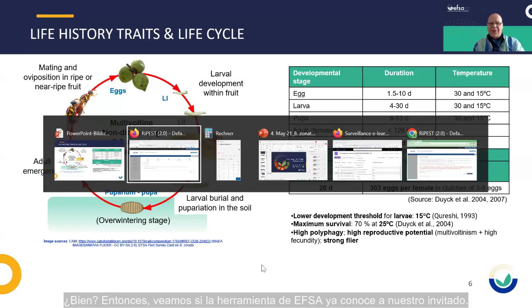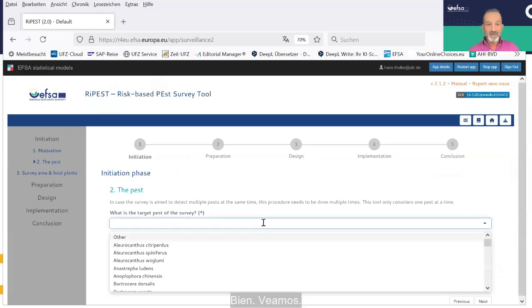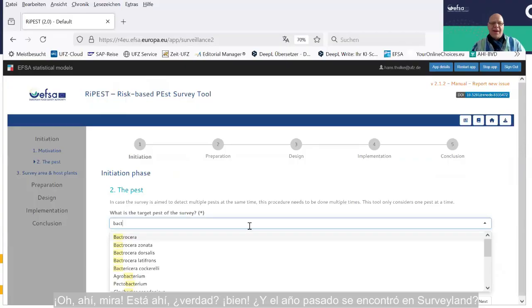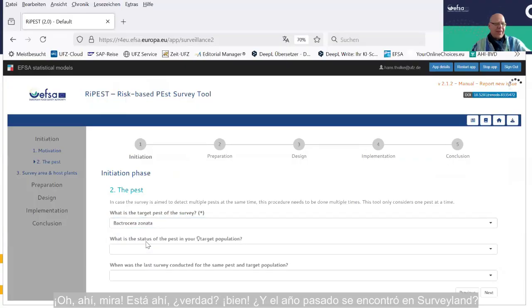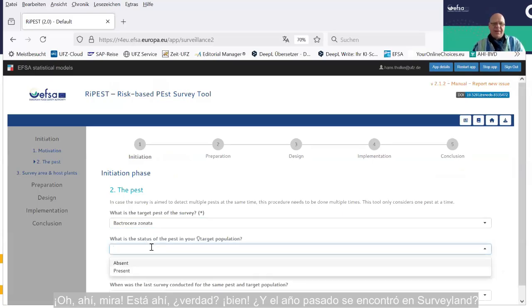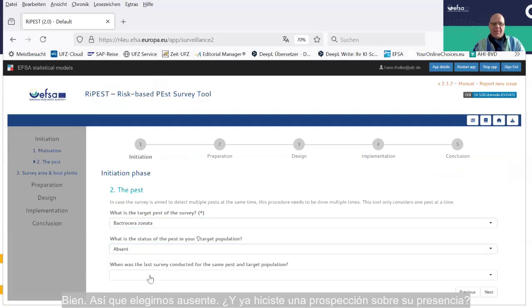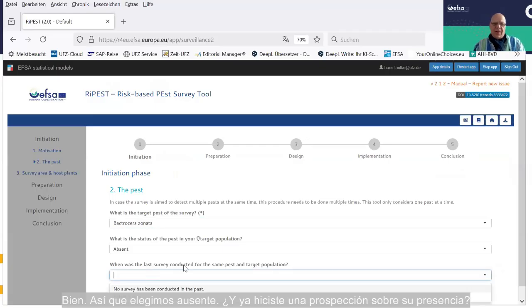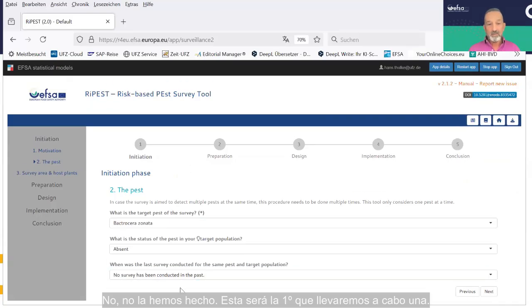Okay, so then let's look whether the EFSA tool already knows our guest. Okay, let's see. So you said Bactrocera. There it is, look. Yeah, it's there, right? Yes. Good. Was the pest previously reported in Surveyland? Well, we believe it's not present yet. Okay, so we put absent. And did you do a survey already on its presence? No, we haven't. This will be the first one we carry out.